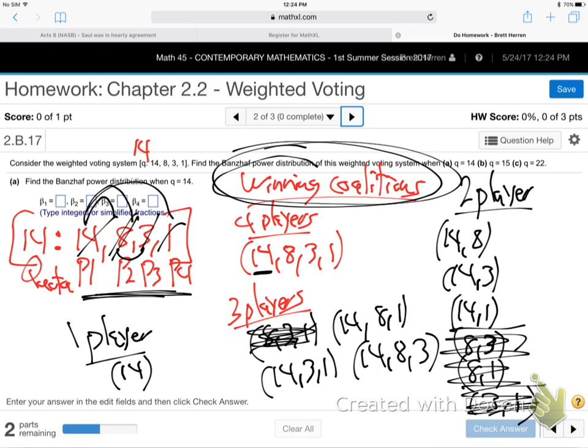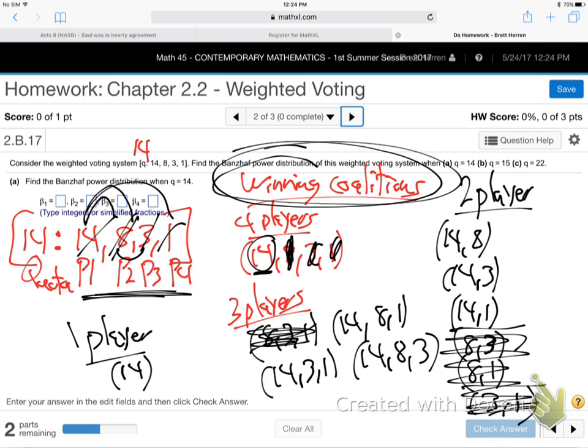So is the dictator always critical? Yeah, so he's critical there. If he doesn't show up, 8, 3, and 1, what's that? 12. That's up to 12, so that's not enough. They don't have enough to win without him, just like when Anthony didn't show up. So how about the 8? Now if the 8 doesn't show up, if the 8 says, I'm not coming, they've got the 14. They don't need any of these guys.